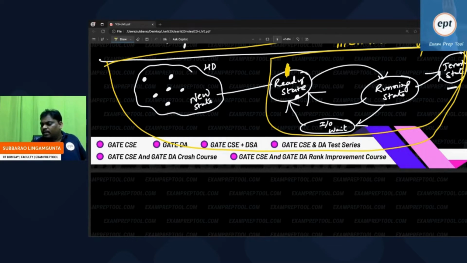Some people are asking, sir, so many processes here, only one CPU, whom will you take? So there is one more story here. What is this one called? It is called CPU scheduling.